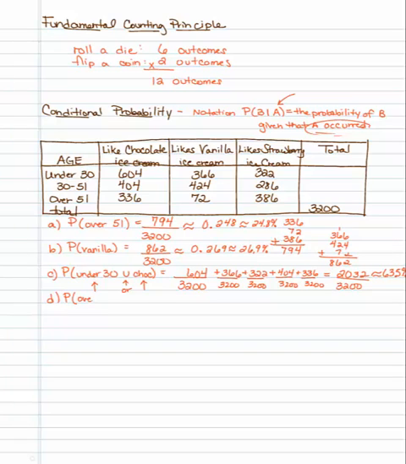Probability of being over 51 and liking vanilla. Now the trick with this means it's got to be where both happen. Not the joining of everything. It's not either or. I want to be over 51 and like vanilla. Those are the two things that I need to happen.